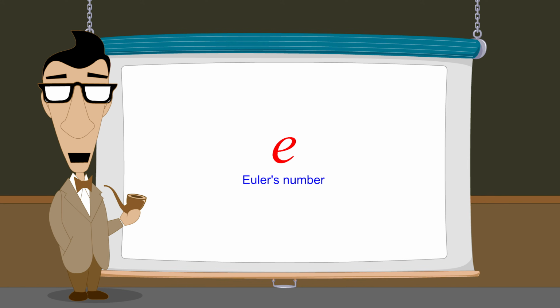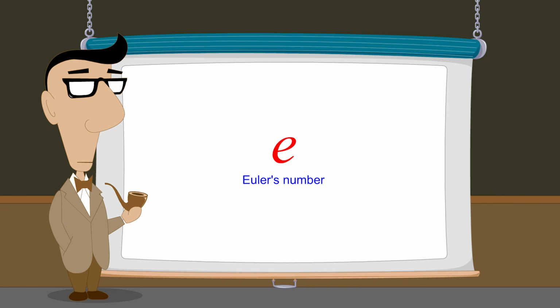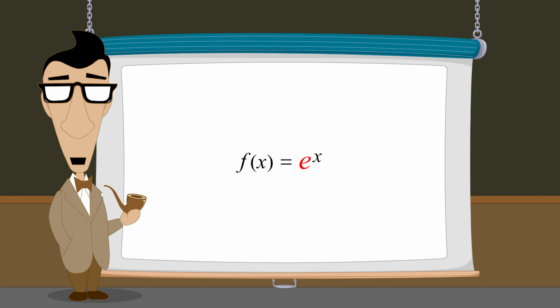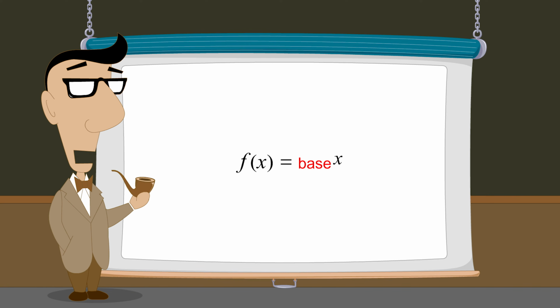Although e is an irrational number and therefore cannot be expressed by a finite number of digits, the constant e is approximately equal to 2.718. As we saw in the previous lecture, an exponential function's base may have values other than e. In fact, an exponential function's base may be any positive real number other than 1.